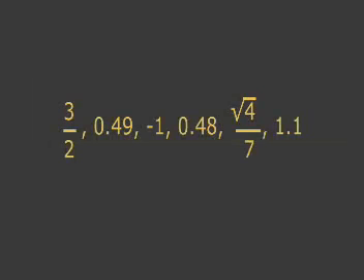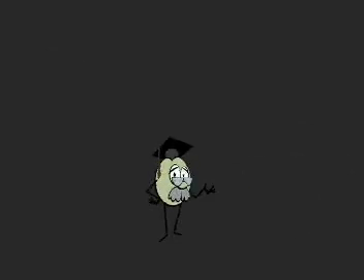Students, see if you can put these numbers in ascending order. Ascending order means that you put the smallest number first and the biggest number last. It might help to convert each number to a decimal. Go ahead, students. Students, let's get ready.